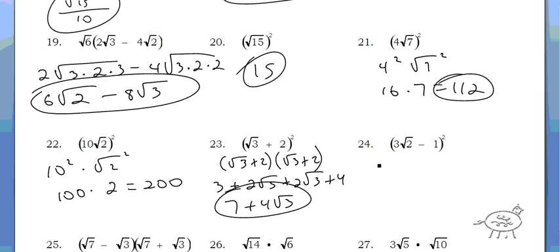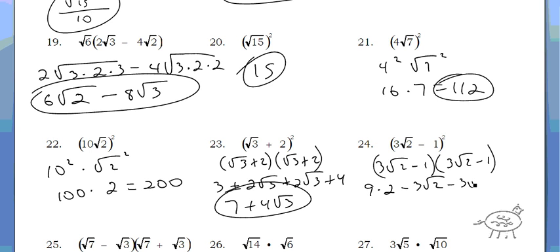Okay, same thing. 3 root 2 minus 1, 3 root 2 minus 1. So 3 root 2 times 3 root 2 is 3 times 3 is 9. Root 2 times root 2 is just 2. So it's 9 times 2 is 18. Minus 3 root 2 minus 3 root 2 plus 1. So it's 18 plus 1 is 19 minus 6 root 2.